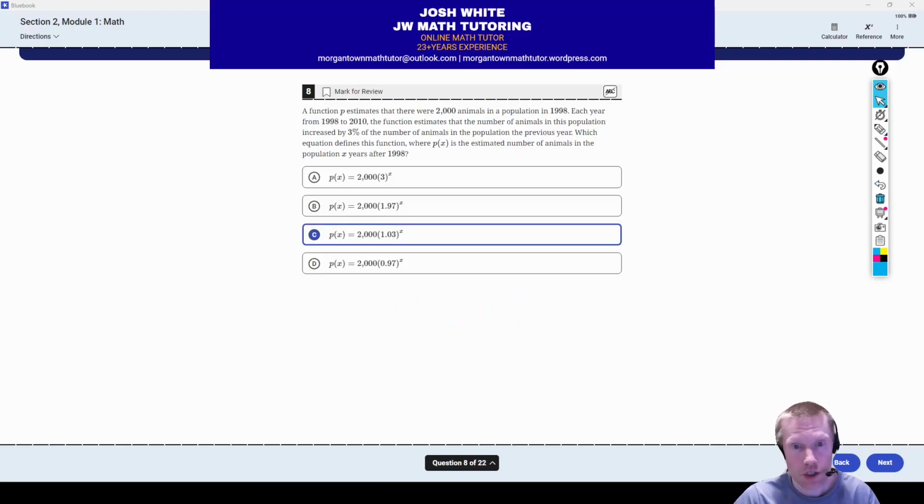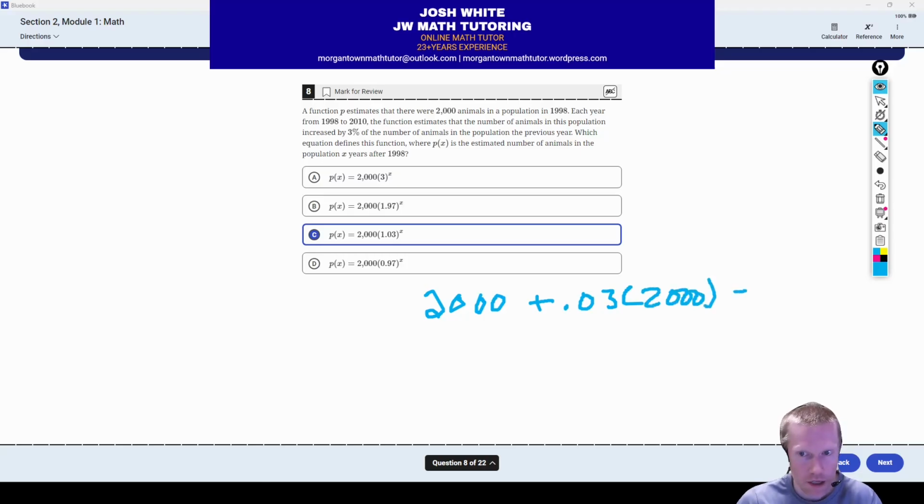Again, for this one, you could also do this by picking numbers. Say I start with 2,000. How much is it after a 3% increase? What does that work out to? So you go through and do 0.03 times 2,000. I'll just go through this one real quickly. It's 2,000 plus 0.03 times 2,000, and when you do that, the overall increase comes to 2,060, right?